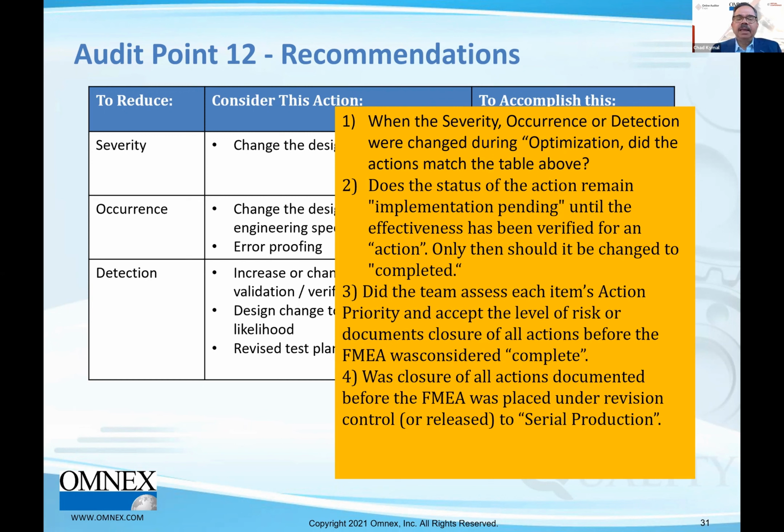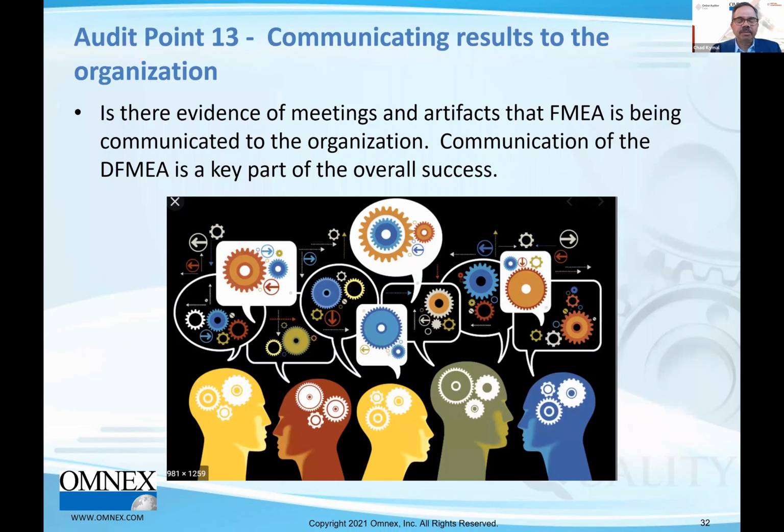That's a biggie. Did the team assess each item's action priority, accept the level of risk, or document the closure of all actions? So before a FMEA can be considered complete, they need to do step 3, closure of all the actions or accept the level of risk. High ones need a management sign-off. Was the closure of all actions documented before the FMEA was placed under revision control, being released to what the Germans call serial production? Those of you who audit VDA 6.3 now know, I mean, it's all the same terminology.